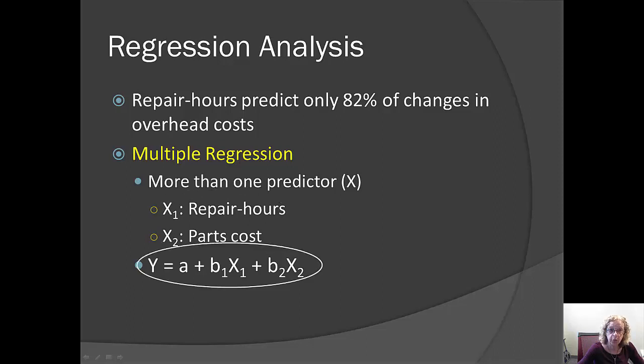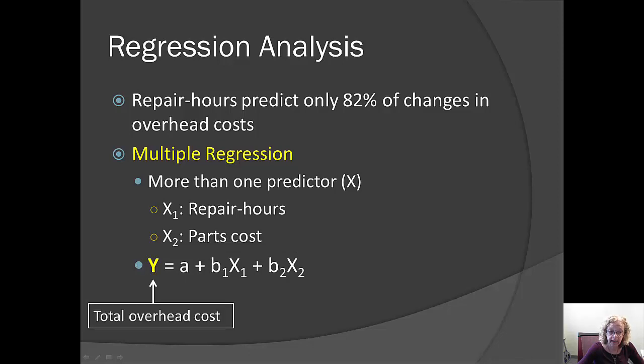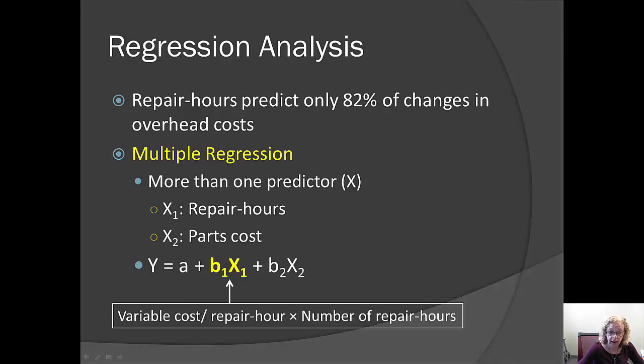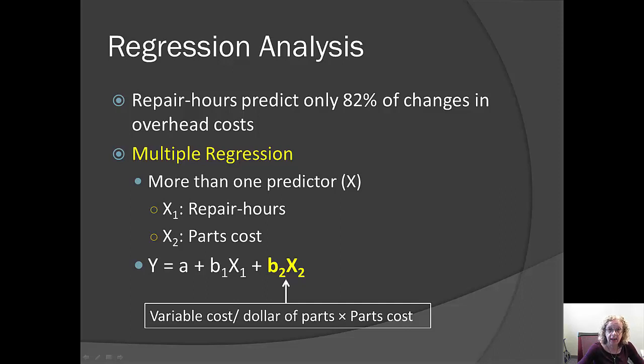This is what her predictor equation would look like, where y equals the total overhead cost, A is the portion of her total cost that is fixed, B1 is the variable cost per repair hour, and we're going to multiply that by the number of repair hours. B2 is the variable cost per dollar of parts, and X2 is the total parts cost.